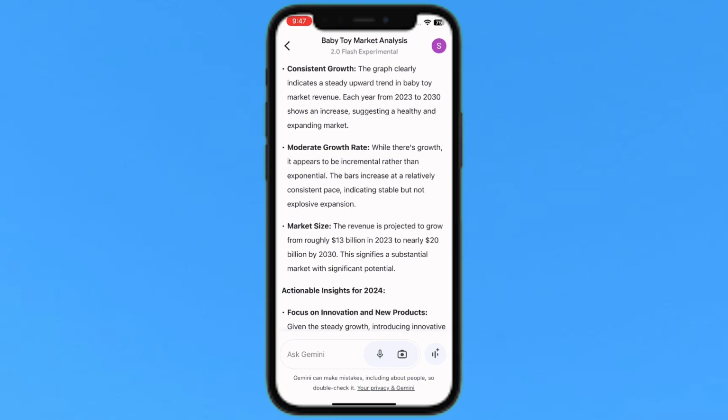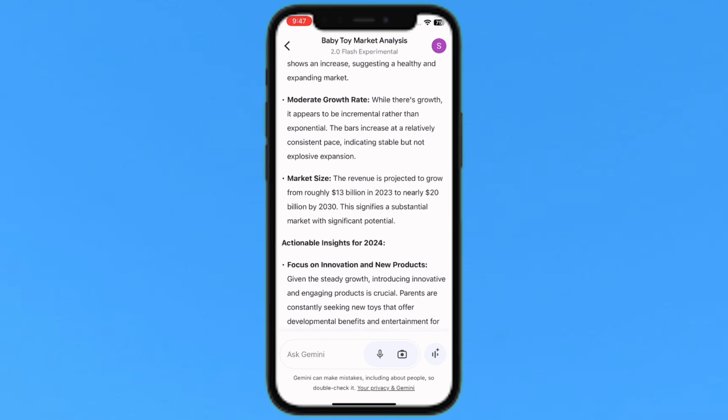While there's growth, it appears to be incremental rather than exponential. The bars increase at a relatively consistent pace, indicating a stable but not explosive expansion. So the market size: the revenue is projected to grow from roughly 13 billion in 2023 to nearly 20 billion by 2030. This signifies a substantial market with significant potential.